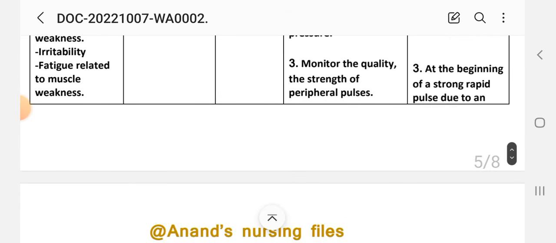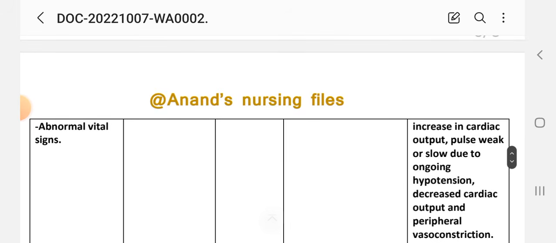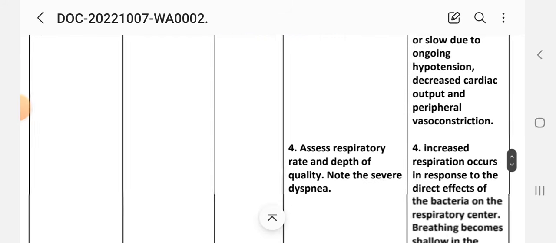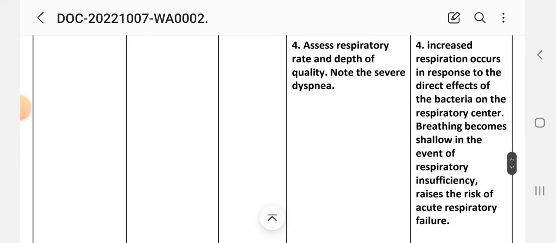Number third intervention: monitor the quality and strength of peripheral pulses. Rationale will be that at the beginning there is a strong rapid pulse due to an increase in cardiac output; pulse becomes weak or slow due to ongoing hypotension, decreased cardiac output and peripheral vasoconstriction. Number fourth intervention: assess respiratory rate and depth of the quality. Note the severe dyspnea. Rationale will be that increased respiration occurs in response to the direct effect of the bacteria on the respiratory center. Breathing becomes shallow in the event of respiratory insufficiency, which raises the risk of acute respiratory failure.